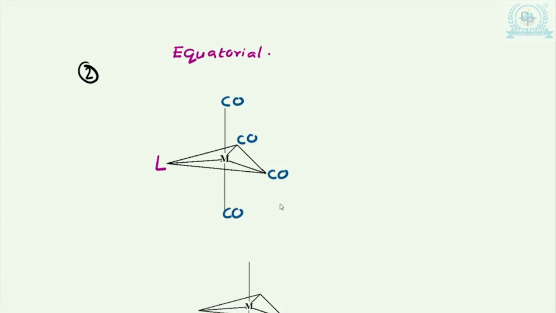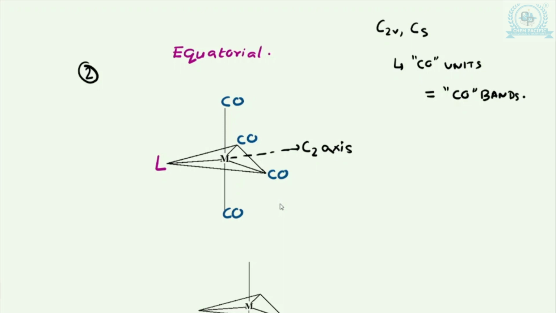Okay? Now here we first study its point group, and you can definitely see this is containing one C2 axis, right? So I hope you remember, I told you that in the case of C2V as well as CS, the number of CO units equals the number of CO bands. I have conveyed this many times. Now in this equatorial isomer, you see you are having a C2 axis and you are also having two sigma V planes containing the C2 axis, as a result of which its point group becomes C2V.